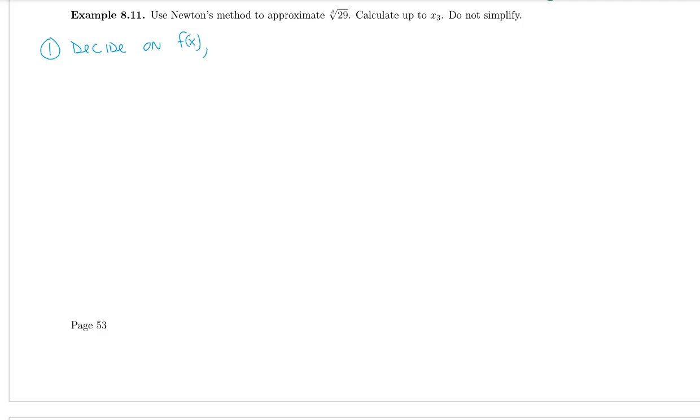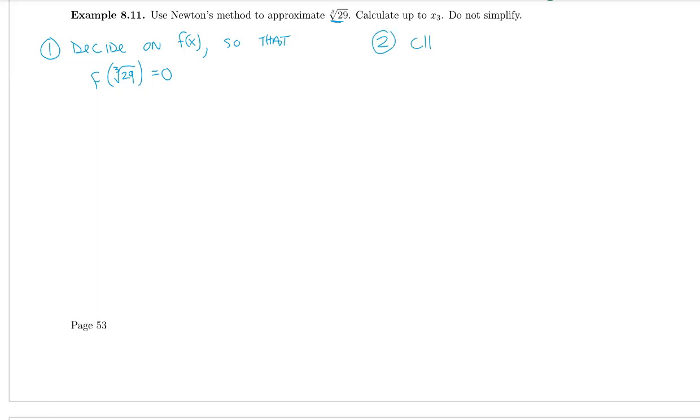The key here is that our f of x needs to have our original number here, the cube root of 29, as one of its roots. In other words, we need f of the cube root of 29 to equal 0. That's the function that we're going to be using to do our calculations.